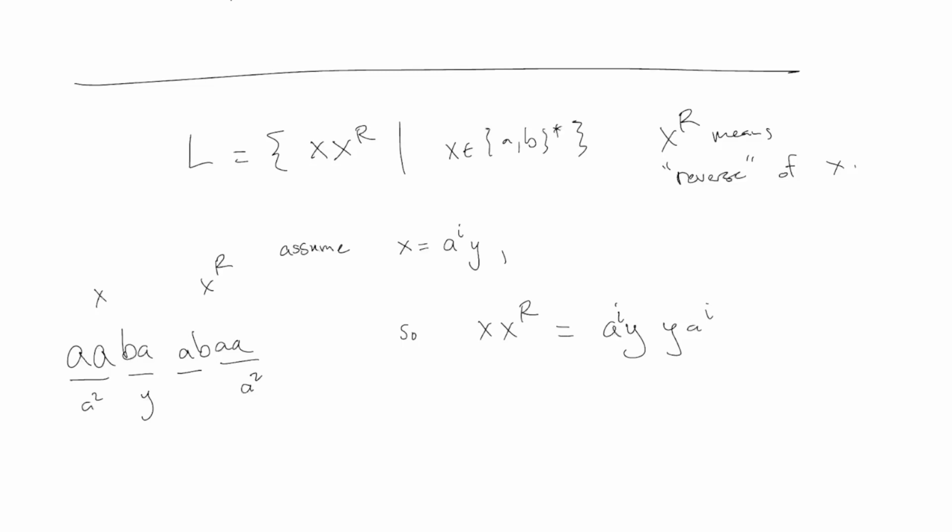I think actually all we need is this is y reversed, and then followed by the a^i at the end. Yeah, this is the reverse of y, not just y. So it's like that, right? X followed by X reversed is a^i y, because that's what X is. And then the reverse of that would be y reverse followed by a^i. You gotta reverse the y. Reverse the reverse.